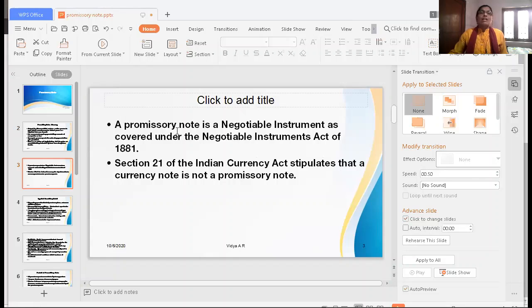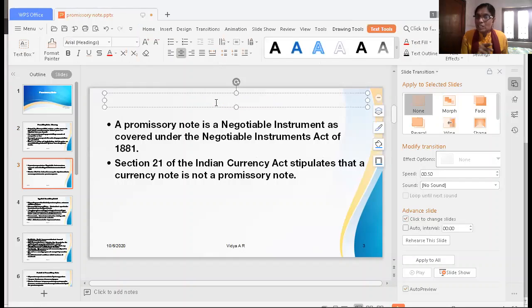Next, a promissory note is a negotiable instrument as covered under the Negotiable Instruments Act of 1881. So these are the laws which are related to this particular legal document. What are the laws related? It is the Negotiable Instruments Act, and the other one is the Indian Currency Act. Section 21 of the Indian Currency Act stipulates that a currency note is not a promissory note. That also you have to clearly understand.